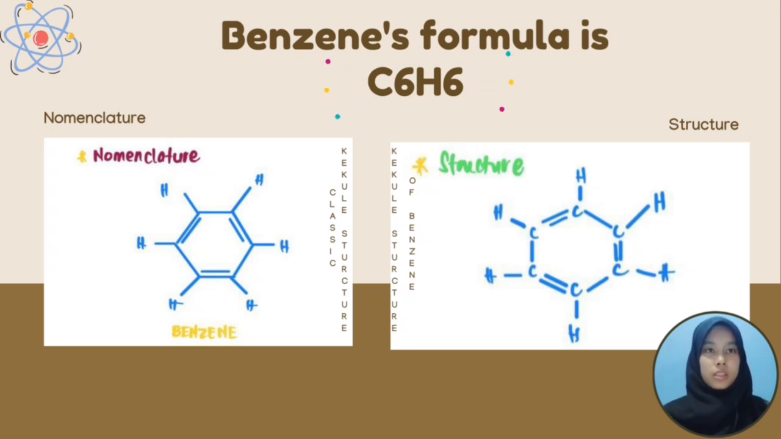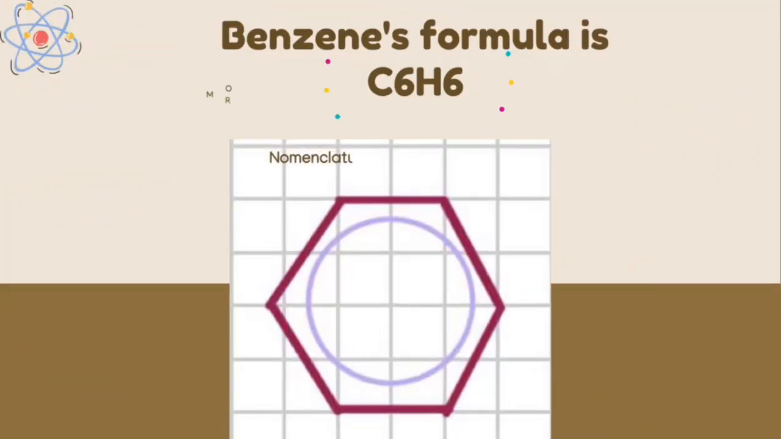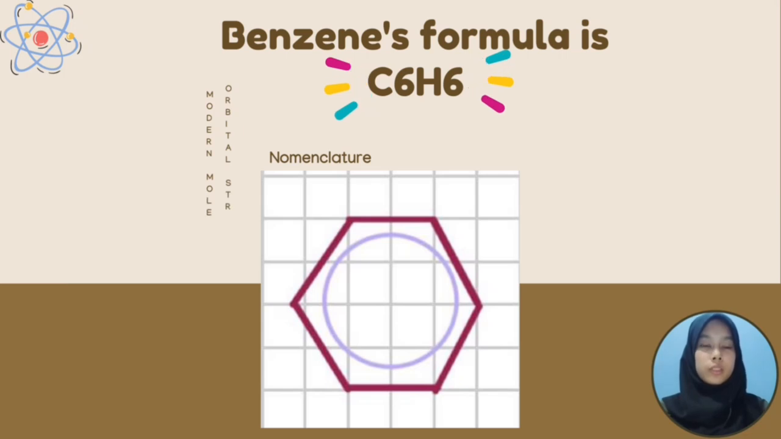The first one is the classic Kekulé structure. The structure has a 6 carbon ring which is presented by a hexagon, and it includes 3 double bonds. The carbons are shown by a corner that is bound to other atoms. Next is the modern molecular orbital structure.